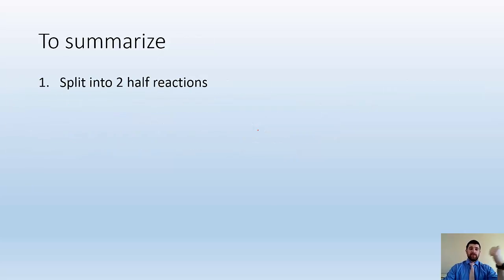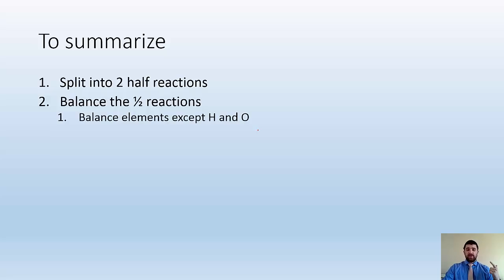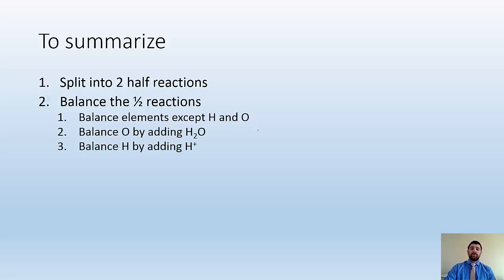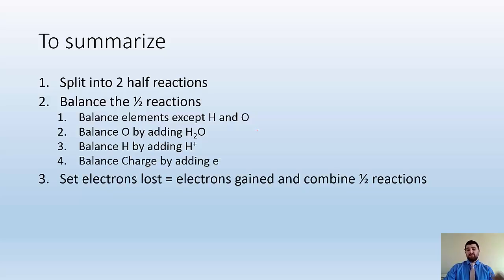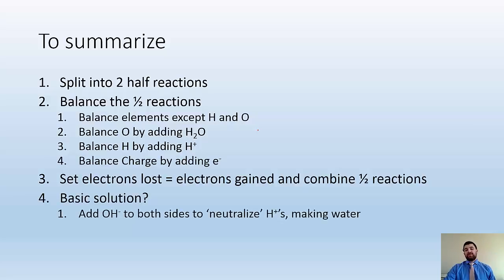So to summarize, split into 2 half reactions, balance half reactions by doing everything except H and O, then doing O by adding H2O, do H by adding H plus, balance the charges with electrons, set the electrons lost equal to the electrons gained, and combine the half reactions. If you got a basic solution, add OH minus to both sides to neutralize the H pluses, making water, and then make sure you cancel out any water that you can.